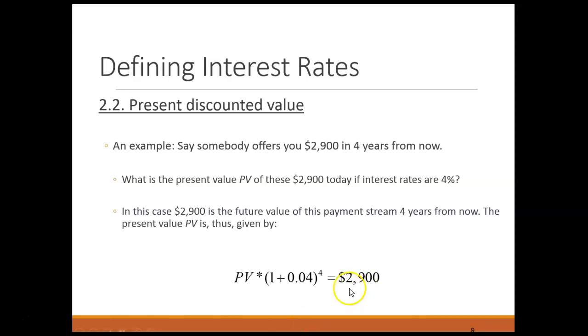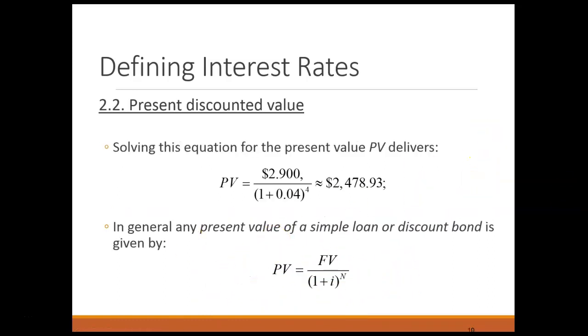The only difference is that in this case we know the future value, but we don't know the initial present value, PV. We know that whatever we have to invest today, paying off interest 4 times, at 4% interest, will yield $2,900 in the future. So to figure out what the present value of these $2,900 is, we simply have to solve this equation for PV. Now, dividing both sides by 1 plus 0.04 to the power of 4 yields a present value of $2,478.93. If you invest this amount for 4 years at an interest rate of 4%, it will yield exactly $2,900 from now. That's what a present value is.